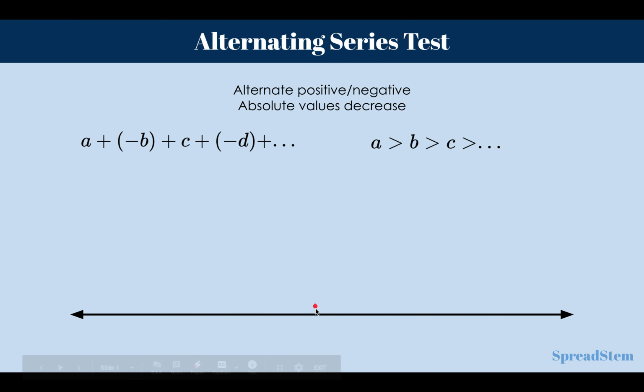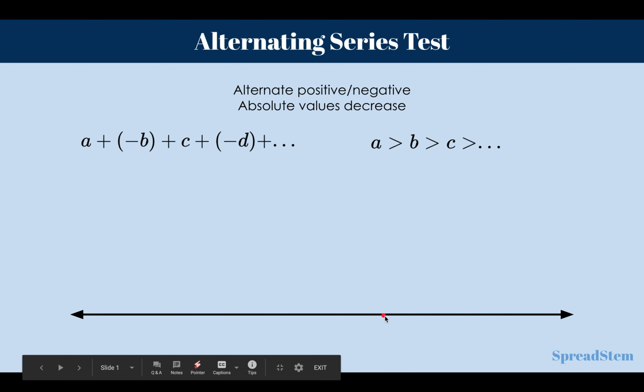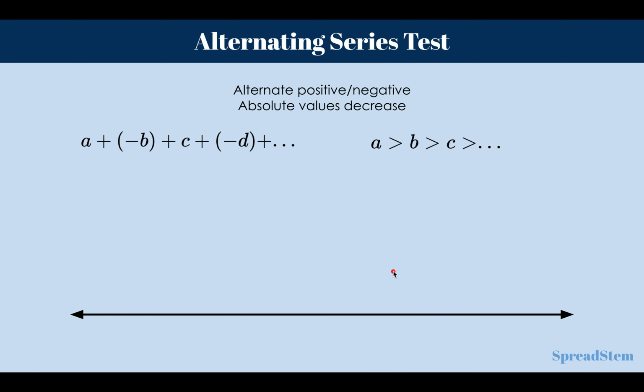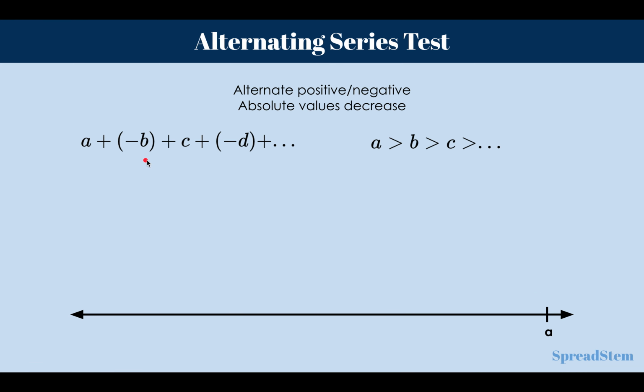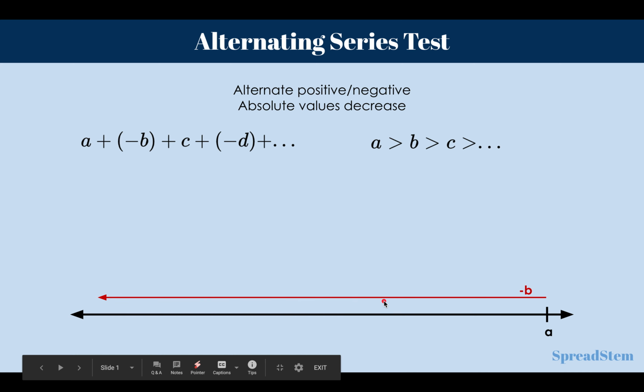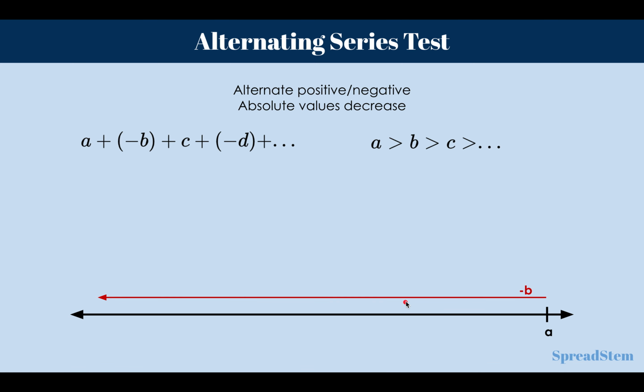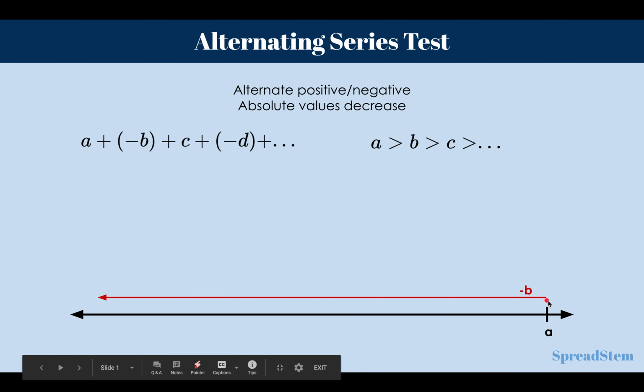Now we'll show this sum on a number line. We start off with some value a, which we can represent here. Now we add negative b, so we subtract b. We can show this by a backward facing arrow, where the length represents the absolute value of b, and it's negative representing subtraction, so it faces backwards. And we end up with a point here.